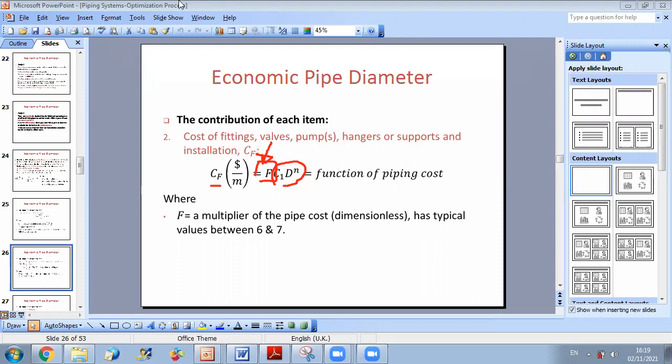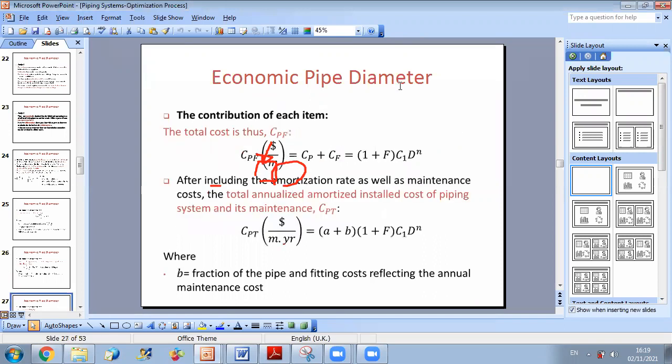Okay, now once we determine the cost of the piping system and the cost of fittings, we can find that the total cost of the system is Cp plus Cf, which is (1 plus F) times C1 times D to the power n. Okay, and I repeat, C1 and n are properties of the type of ducts you are using. F is a multiplying factor that will be between 6 and 7.